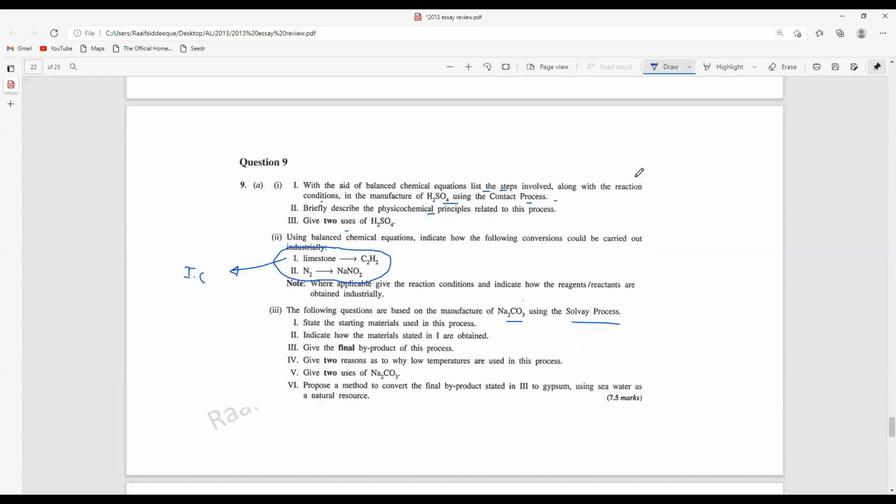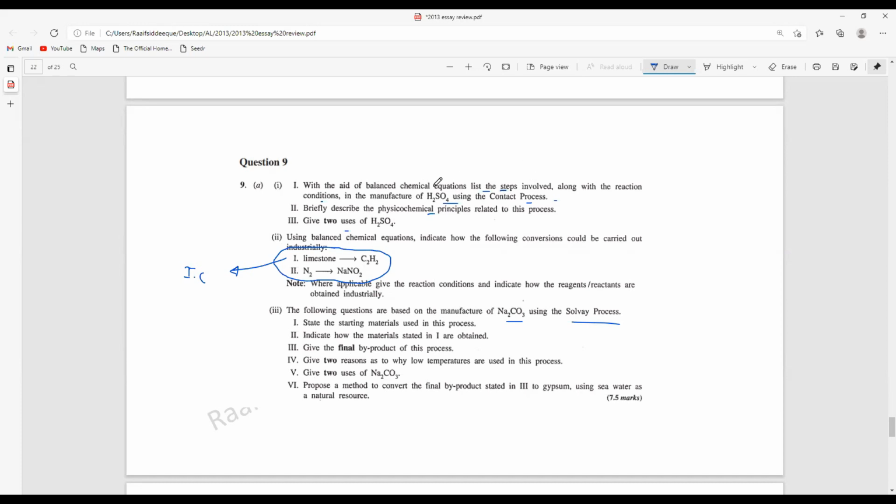If you are asked this type of question, a student starts to write pages. A good student will write like one page for this. But remember, in the marking scheme, they have only expected the reactions that are involved. They have to list the steps involved, but they have not even considered them. Only the reactions with the conditions, that's all.